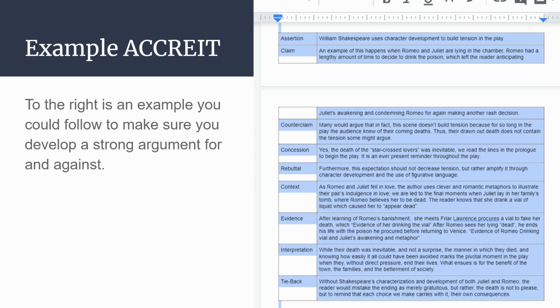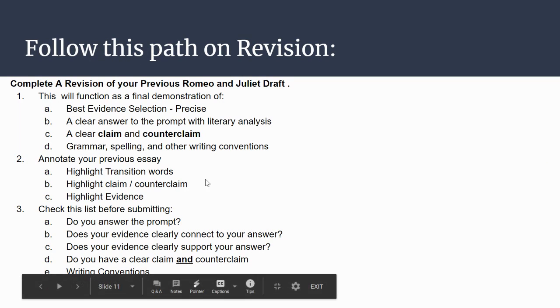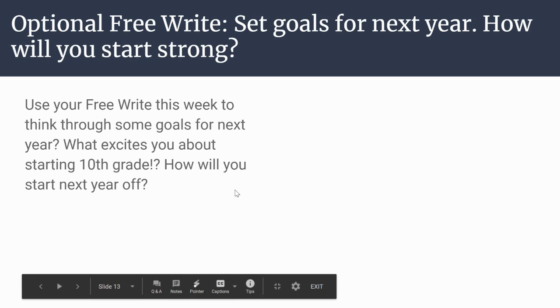Okay, so what I would like you to do, if you want to try this pattern, is really focus on adding in your claim, counterclaim, concession, and rebuttal as you're writing. If this is a process that you're not ready to engage with, then make sure that your previous steps here are 100% followed. Okay. Free writing.